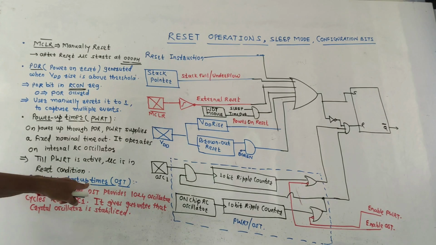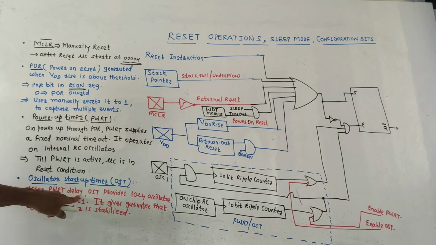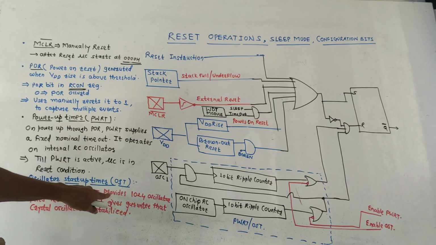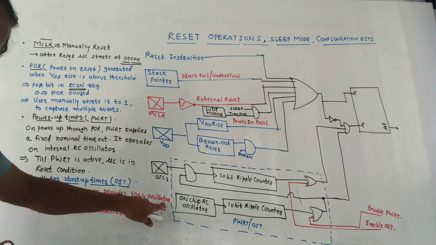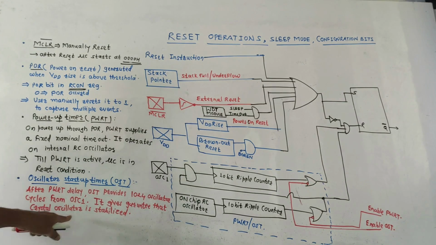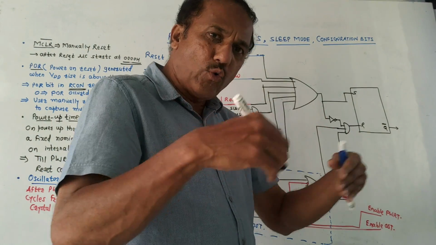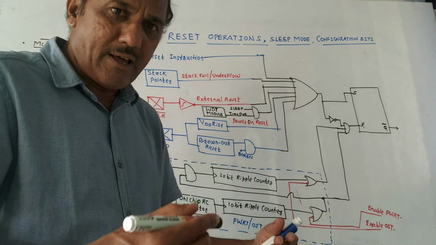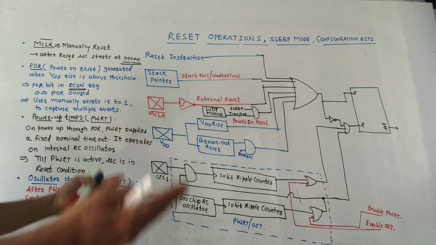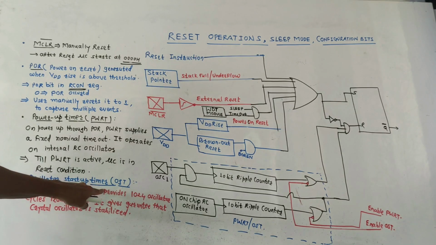Next is oscillator startup timer. As the name indicates, after the PWRT delay, we are providing another type of delay. After the PWRT delay, the oscillator provides 1024 oscillation cycles from oscillator 1. It gives a guarantee that the crystal oscillator is stabilized. That means once the crystal oscillator has stabilized, its functioning will be normal after starting the microcontroller, once the reset condition is over. So to get the guarantee, this oscillator startup timer is used.